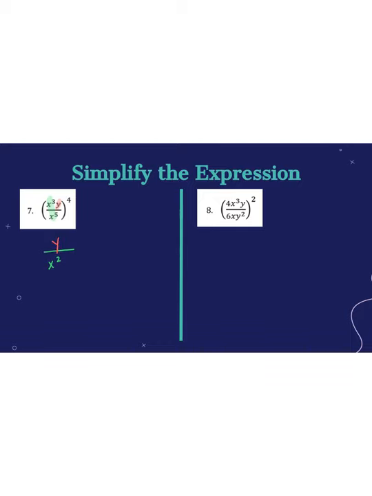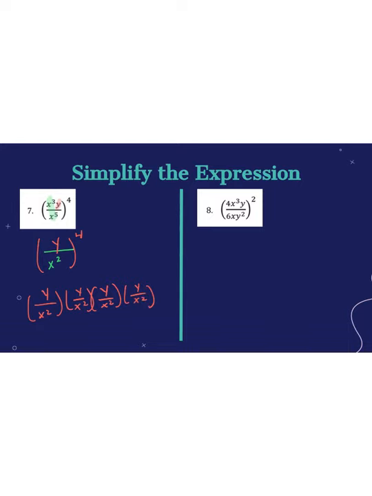I'm going to put parentheses around the whole problem. Then I see that little 4, so it's going to be raised to the 4th. My next step is to write that 4 times. So I have y over x2, y over x2, y over x2, and one more time, y over x2.